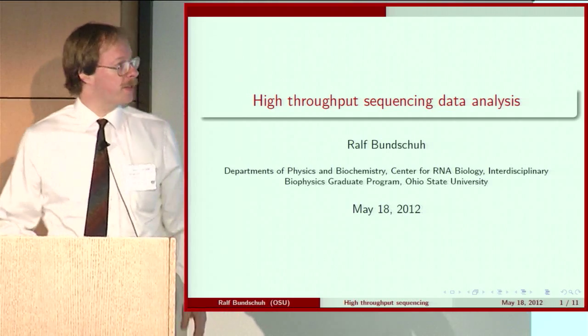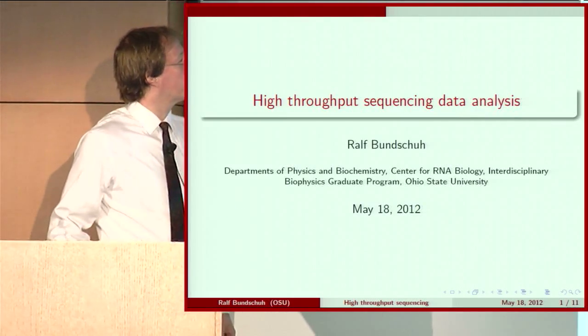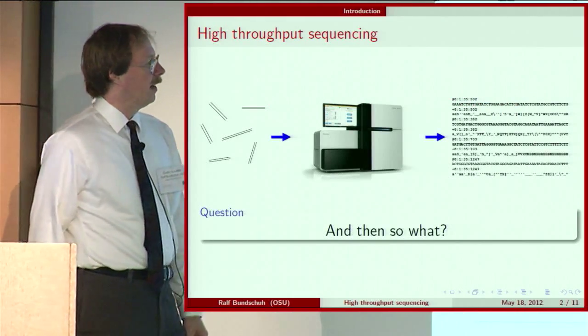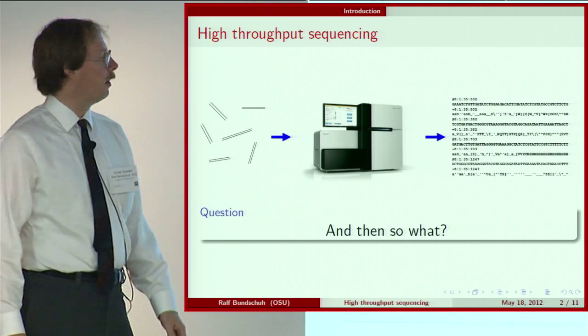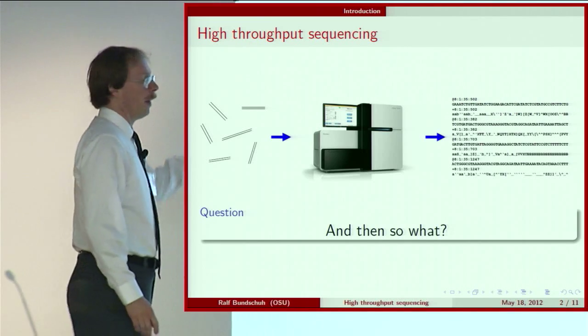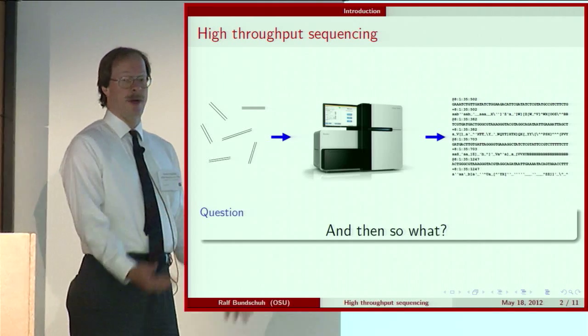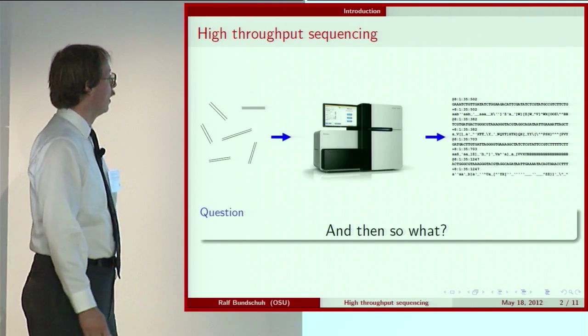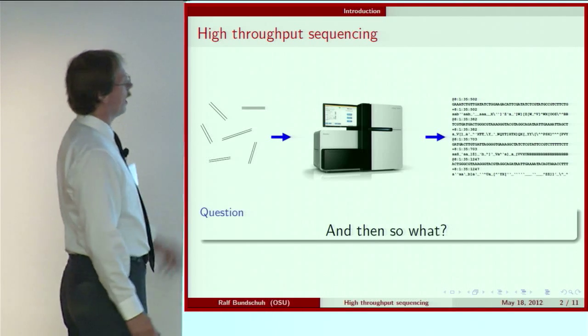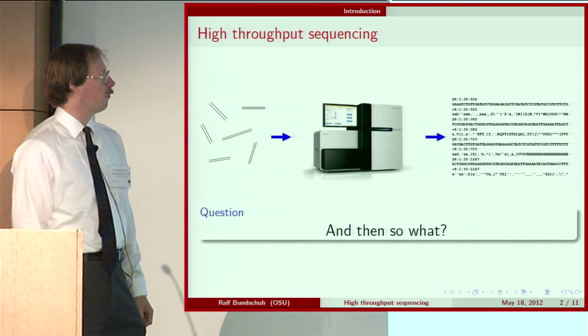So I have this very generic title, High Throughput Sequencing Data Analysis. This is your problem, and Kun already mentioned this. You prepare a library, and that's, of course, where all the art is, and what kind of biological question do you want to ask. In the end, it always comes down to a library of lots of DNA fragments.